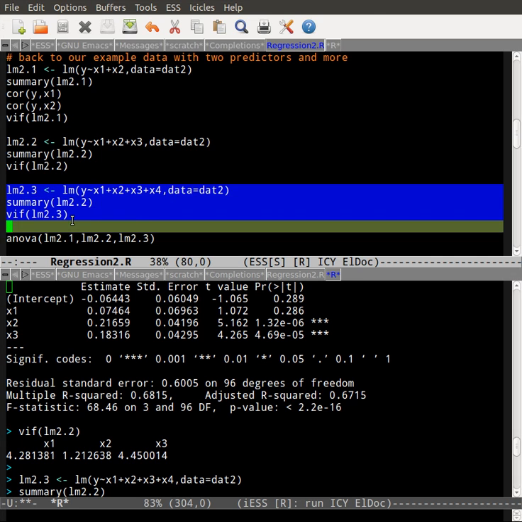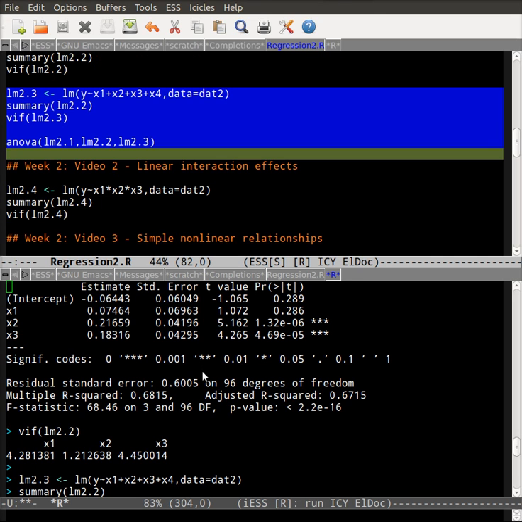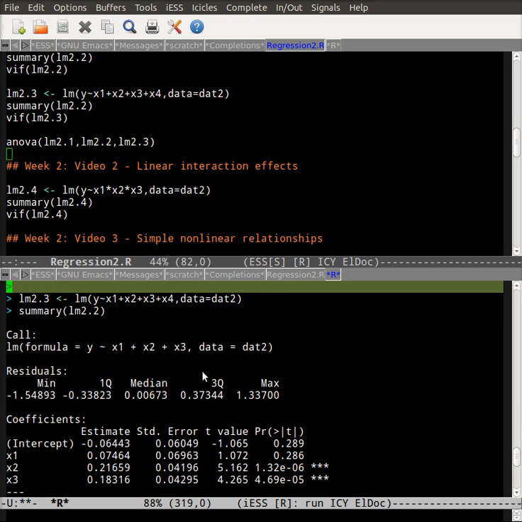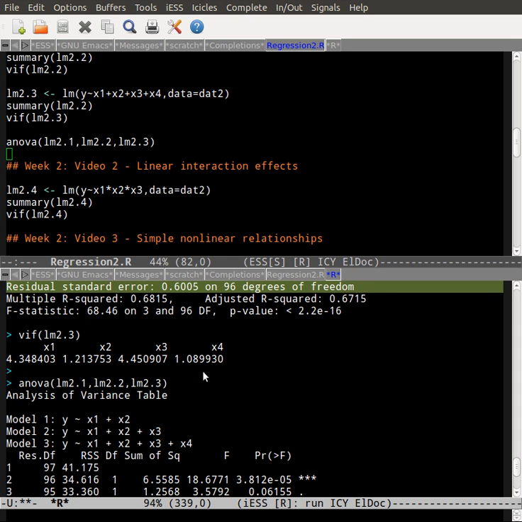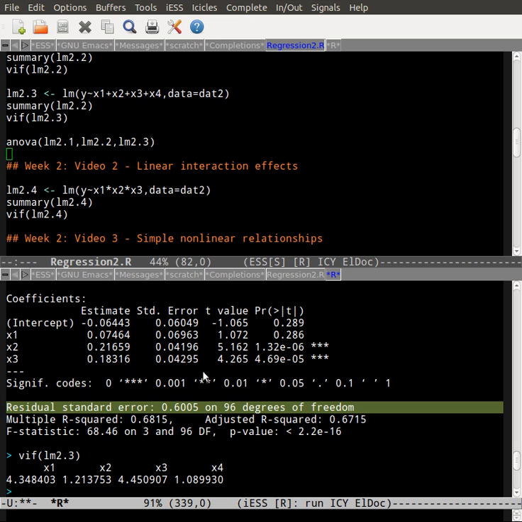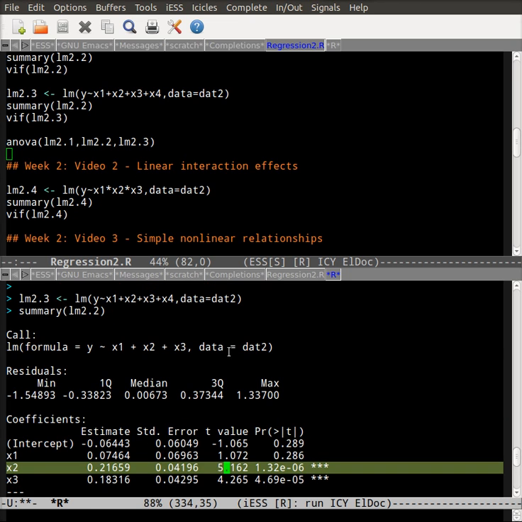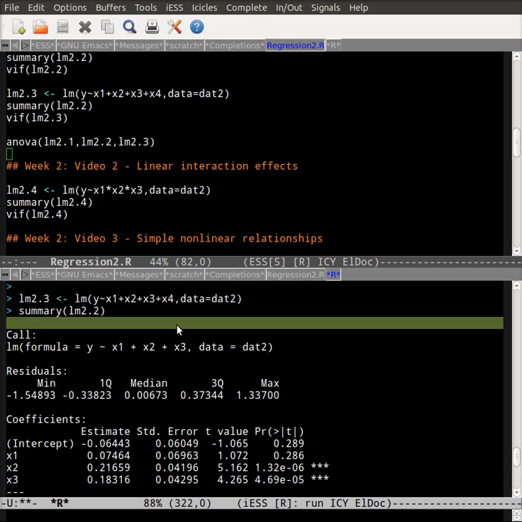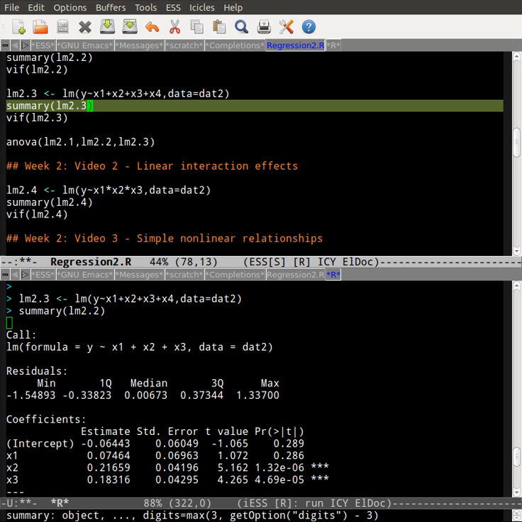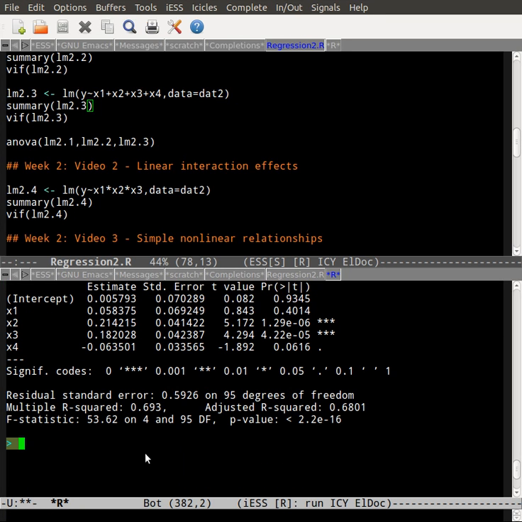So now I've run linear model 2.3, and linear model 2.3 is just x1, x2. Whoops, what happened there? Okay, and I forgot to do the summary. I have a typo there. Okay, so let's just take a look at the summary.